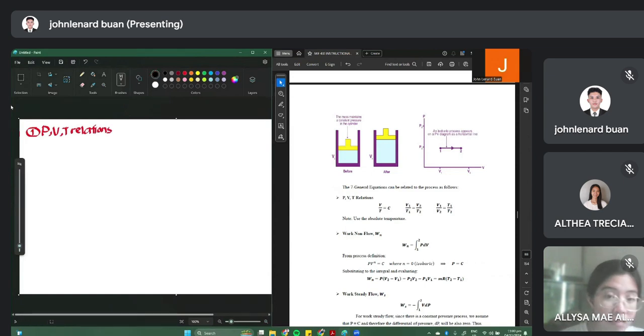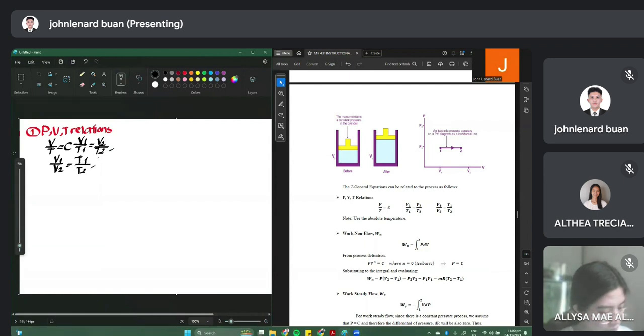Okay. So first thing first, since this is an isobaric process, we all know the V over T is equal to C. Okay, which can also be written as V1 over T1 is equal to V2 over T2. Okay, which is equal to V1 over V2. Okay, cross multiplying lang po. Then T1 is equal to T2. Okay, this one and this one are just the same.